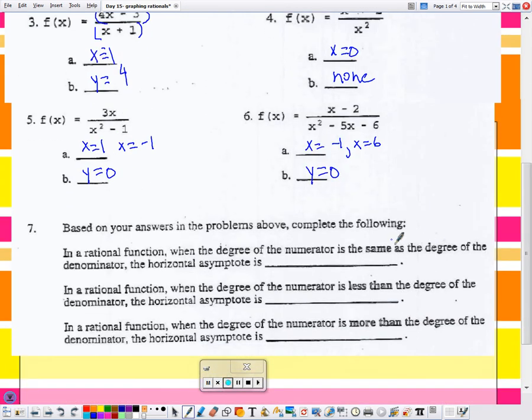It says, based on the problems above, complete the following. In a rational function, when the degree of the numerator is the same as the degree of the denominator, the horizontal asymptote is blank. So let's look for problems where that occurs. Where are the degrees the same?